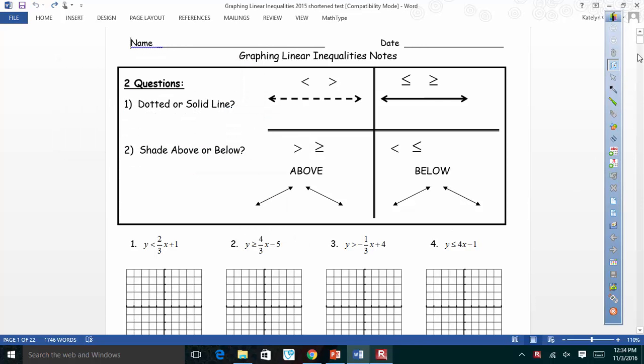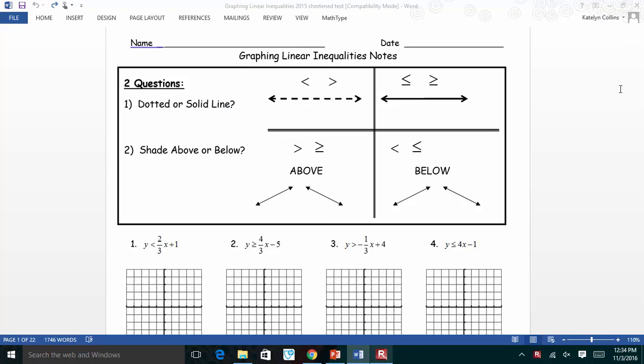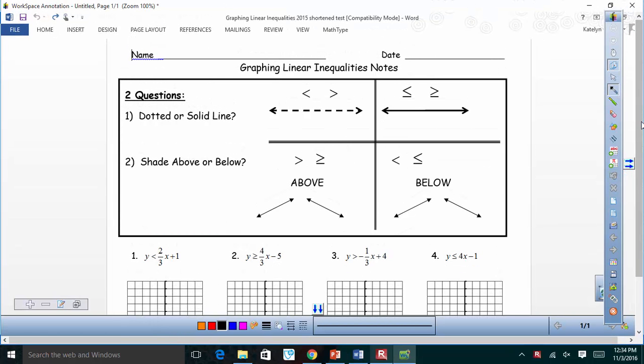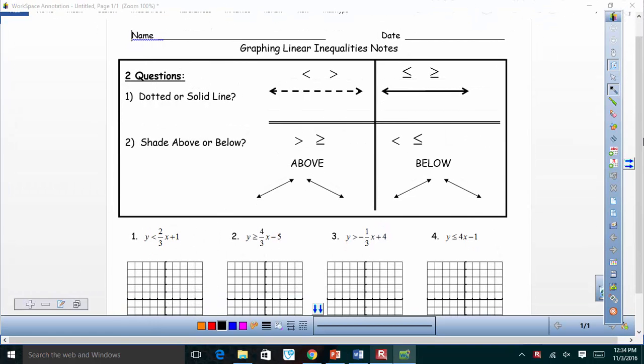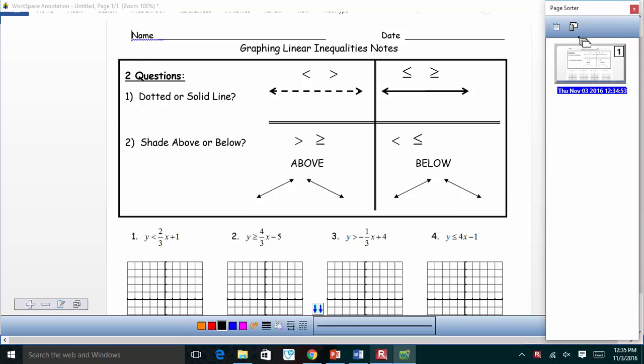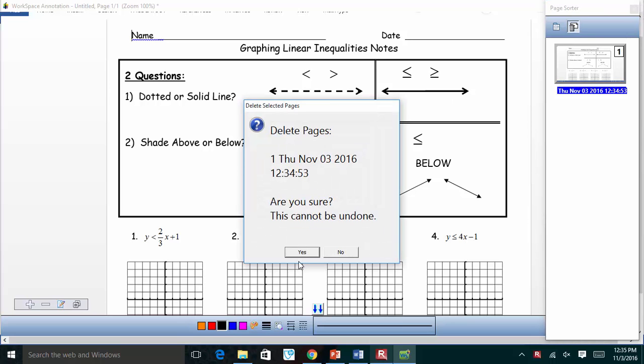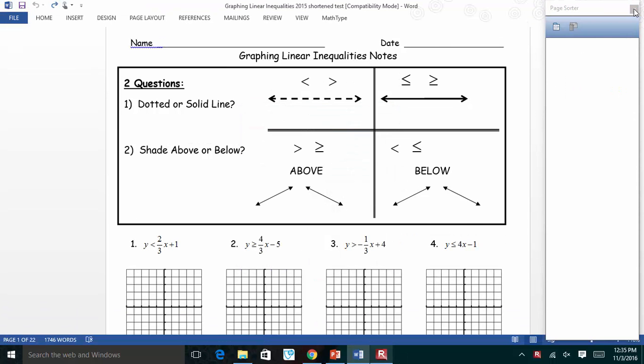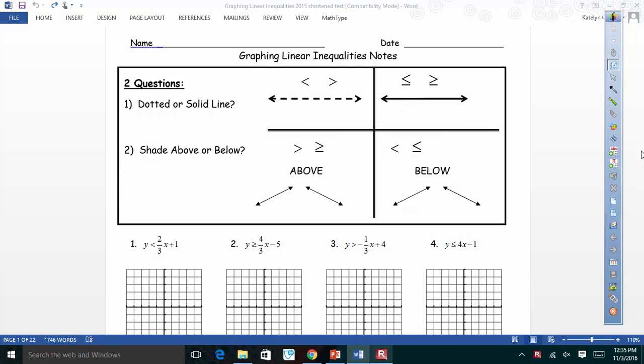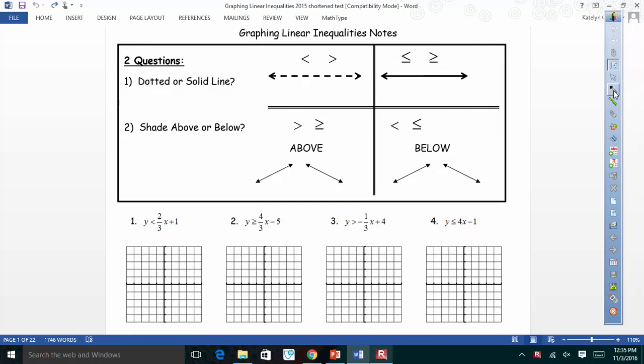Okay, so today we are looking at graphing linear inequalities. We did this a little bit the other day, but we did it on just a number line. Today we're actually going to graph it on a coordinate plane. So let's look at the first one.